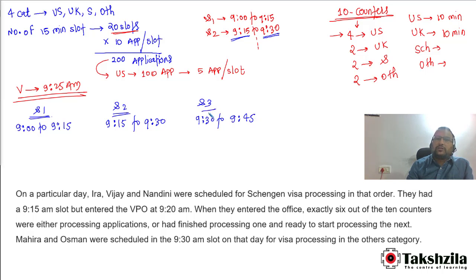In each slot, there are going to be 10 applications. Out of the total 10 applications, 5 applications are going to be US applications. Now, out of the remaining 5, how many are UK, how many are Schengen, and how many are others? That is what we need to identify first of all here. In each slot, there are 10 applications, and out of those 10 applications, 5 are US.